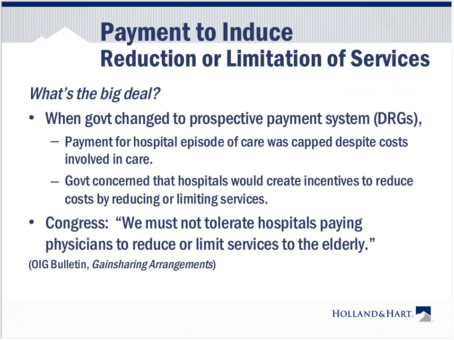Well, yeah, but when the government changed to the prospective payment system, DRGs, the payment for hospital episode of care was capped despite costs involved in care, and the government was concerned that hospitals would create incentives to reduce costs by reducing or limiting services. And as you see there, Congress said, we must not tolerate hospitals paying physicians to reduce or limit services to the elderly.